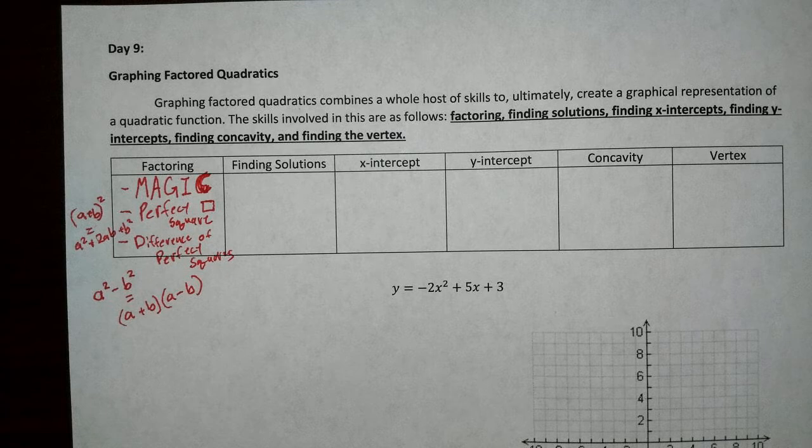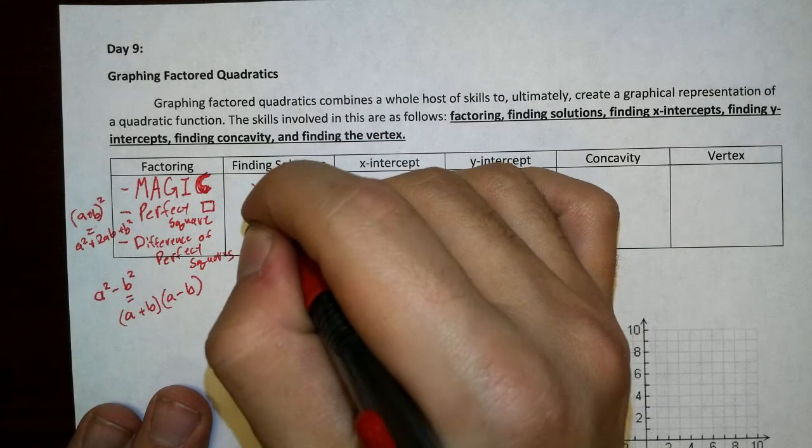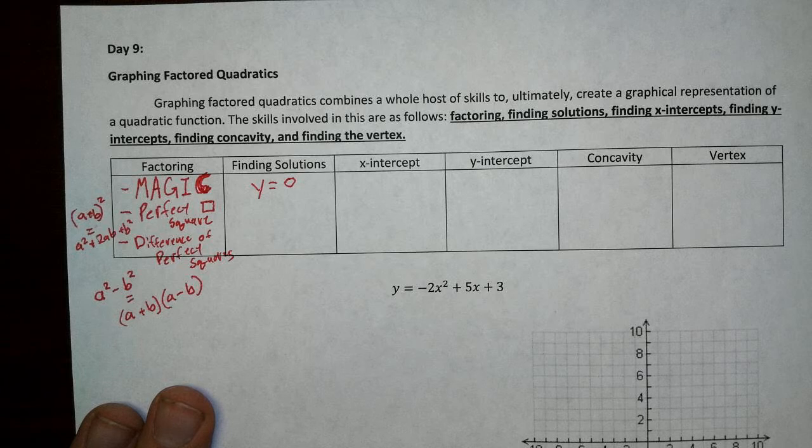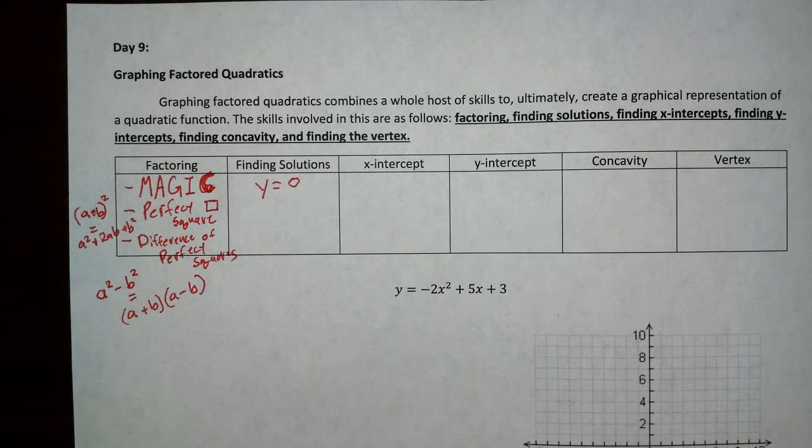Finding solutions, right? If someone tells us to find the solution, what does it mean? The solution is when y equals 0. Okay? Someone says find the solution, and it's of a single equation, right? Not a system of equations. Remember, the solution to a system of equations is where all the equations intersect. But the solution to an equation, a single one, is where it crosses the x-axis.